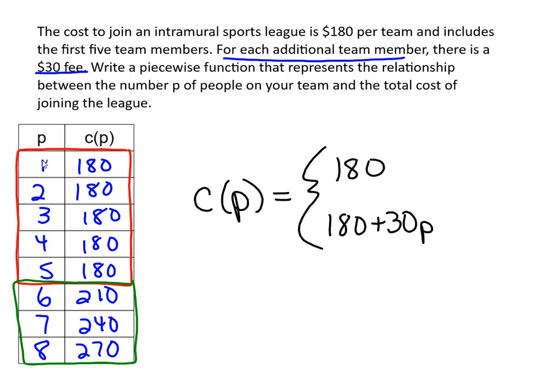So out to the side, we write, we use the 180 if the number of people is greater than or equal to 1 and less than or equal to 5. We use the second equation only if the number of people is greater than 5. And that's a piecewise function. It's just a function that's broken up into multiple parts based on different things that are going on.